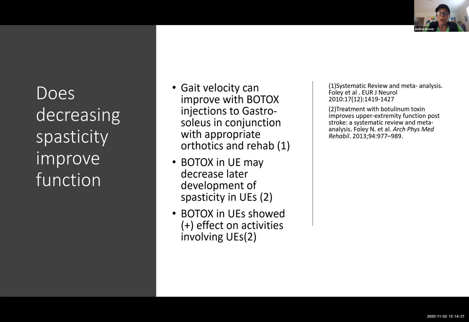And then this systematic review showed that Botox in the upper extremities improved activities involving the upper extremities. So there's some weak circumstantial evidence out there that's stating that if we decrease the tone with these medical management things, and then we capitalize on it with what we do best in therapy, then indeed you could improve function. So there's some evidence coming in on that.